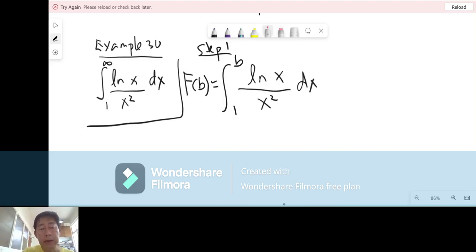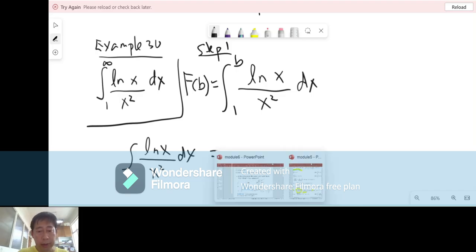To obtain the expression of f(b), we look at the indefinite integration of ln x over x squared. This integration could be carried out by using integration by parts or by referring to the integral table, which we have already discussed in module number 5. Here, we would want to perform the integration by referring to the integral table.